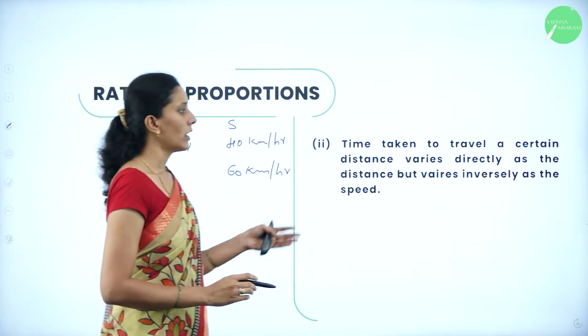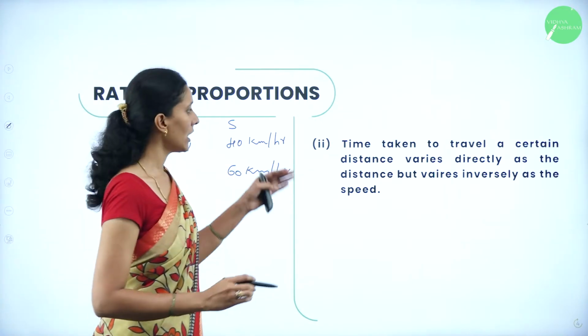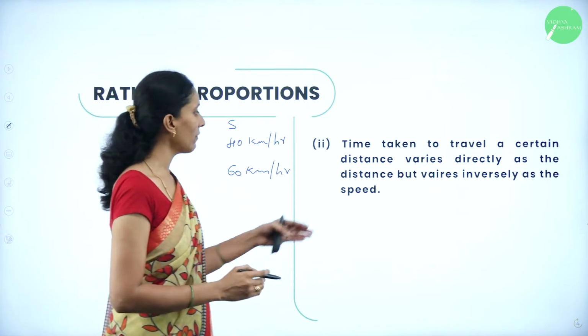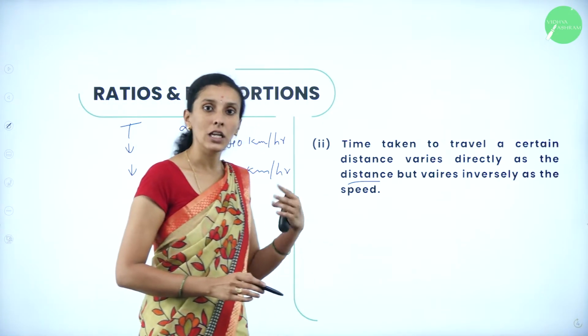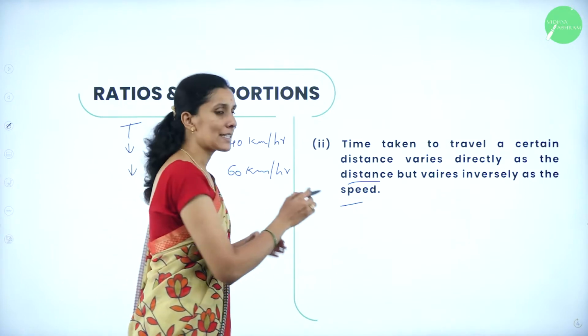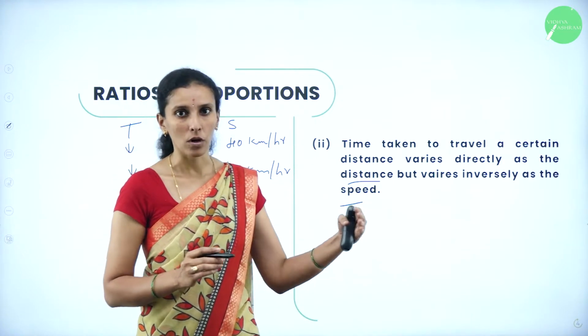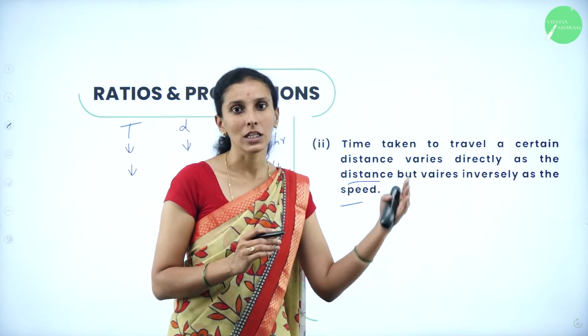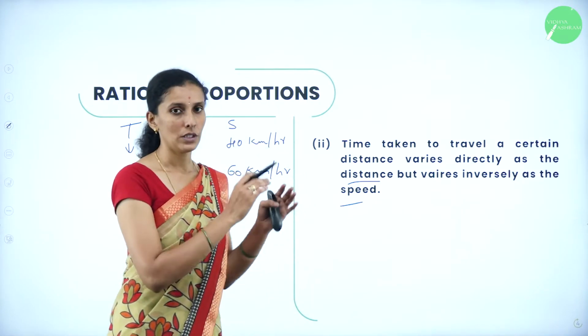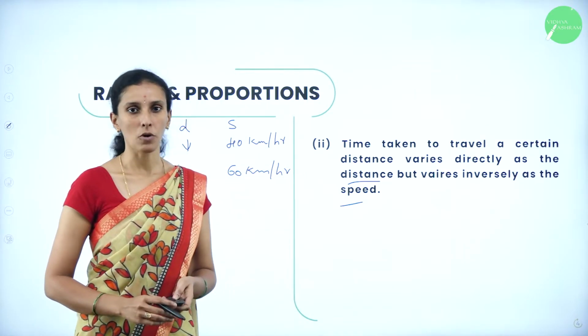So therefore, time taken to travel a certain distance varies directly with the distance, but varies inversely with the speed. As the distance is more, time is more. But if your speed is more, the time taken is less. So this concept will apply in today's problems.